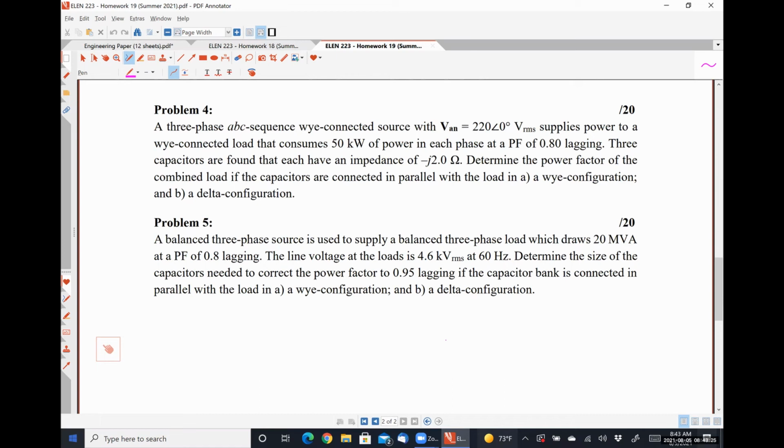Problem 4, we have an ABC Y connected source supplying a Y connected load that consumes 50 kilowatts of power in each phase at a power factor of 0.8. The capacitors have an impedance of -j2, and you are asked to determine the power factor of the combined load if the capacitors are connected in parallel with the load in a Y configuration or a delta configuration. So you're supposed to assume here that the impedance remains -j2.0 in both cases.